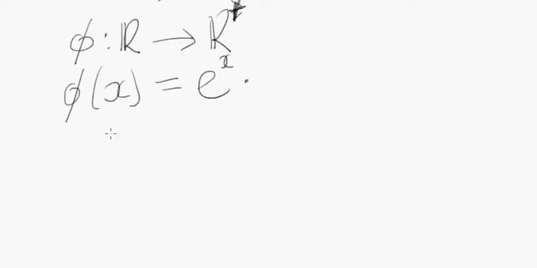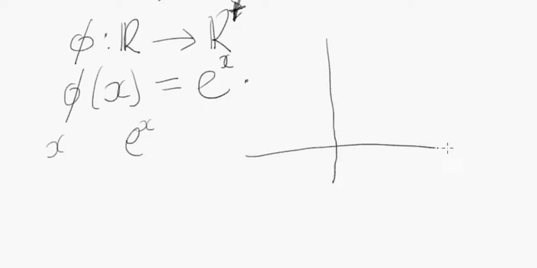For it to be a homomorphism, first it has to be a function. How do you check that something is a function? The most important thing to check is that it's not one to many. If you have a real number x, can e to the x take on different values? The answer is no, because we also know what the graph of e to the x is. It looks kind of something like this.